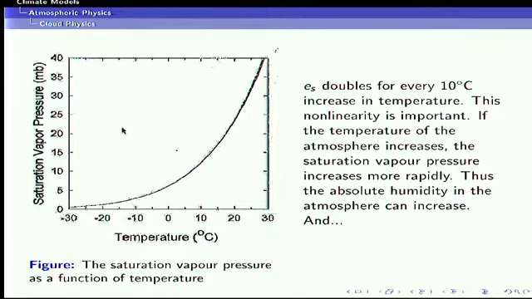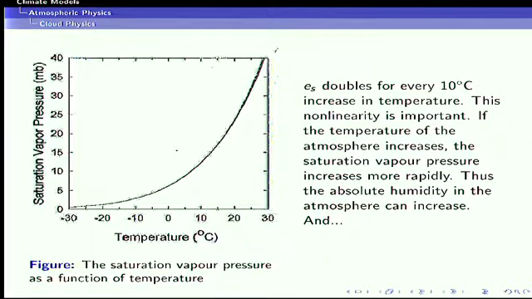Just to illustrate, I schematically drew this on the board. This is, again, to emphasize that this saturation vapor pressure as a function of temperature is a highly nonlinear relationship. And that is quite important when it comes to mixing in clouds.